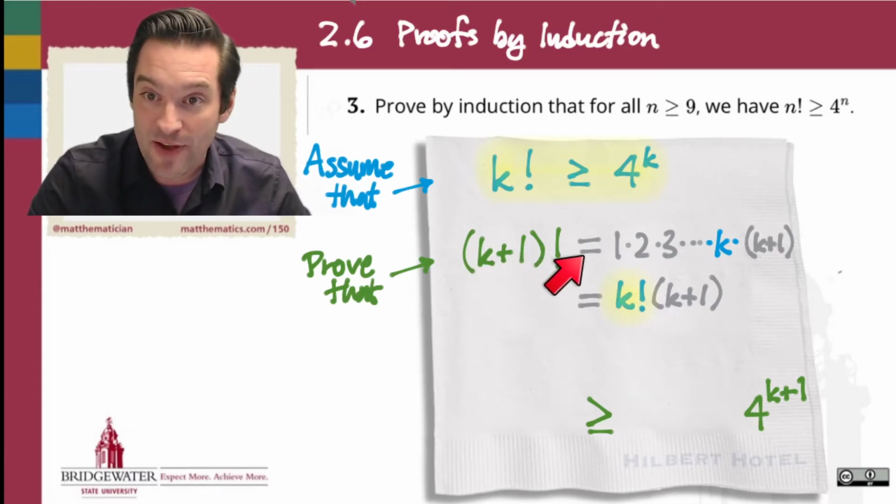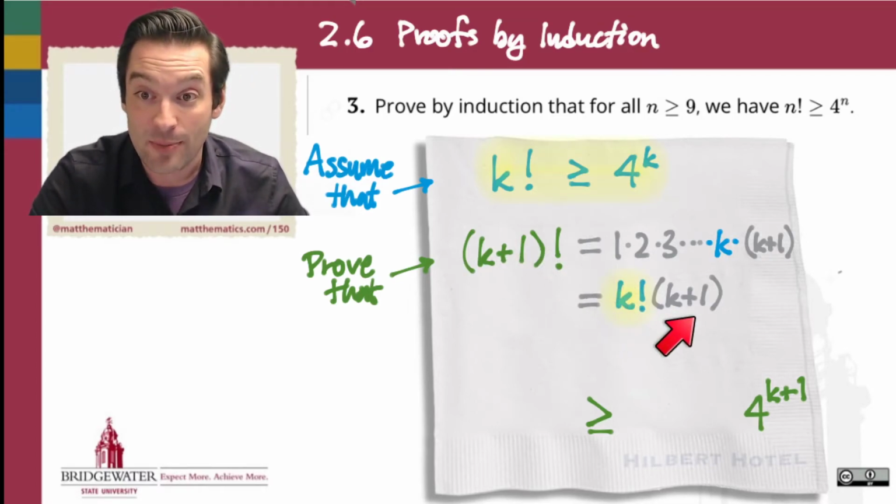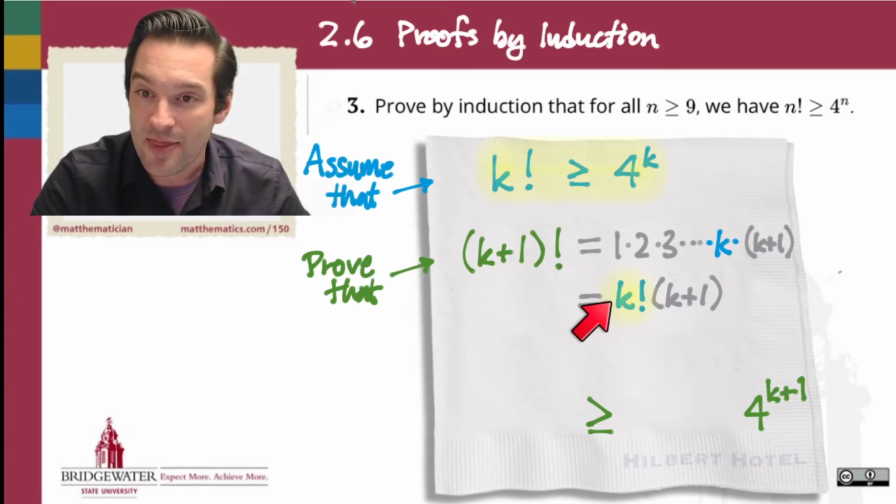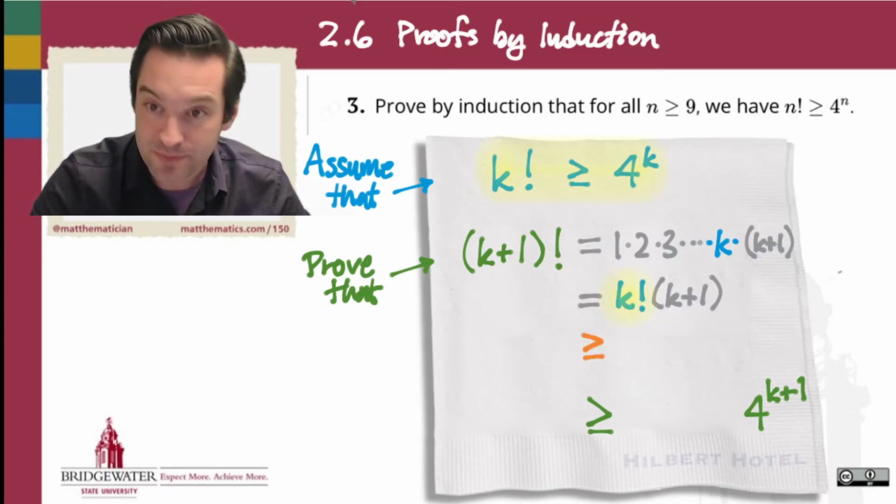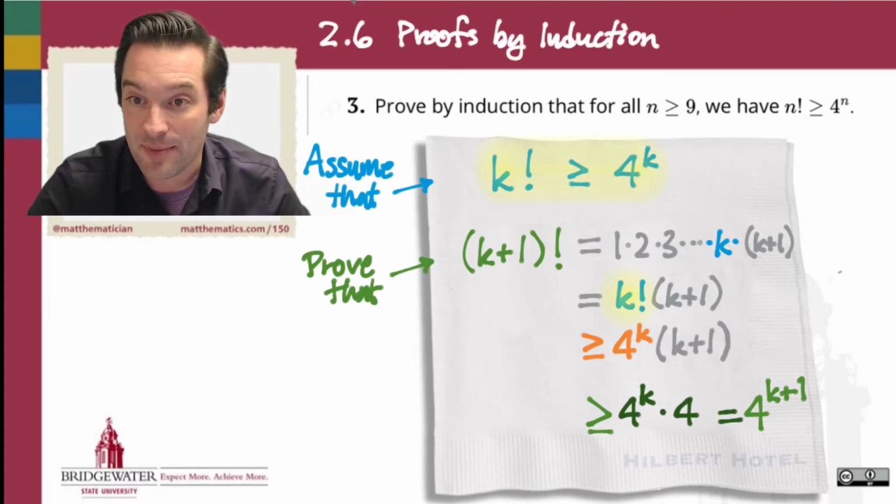And so (k+1)! is equal to k! times (k+1). And by our assumption, that will then be greater than or equal to 4^k times (k+1).